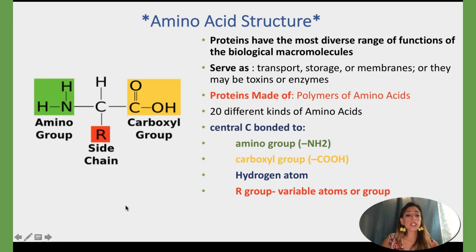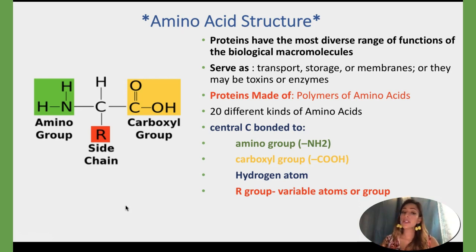We're going to get to the amino acids. Okay, now we're going to be talking about the third of the macromolecules, which is the proteins. So first we have to talk about what makes up proteins. Remember, we're talking about monomers first. So monomers make up a polymer. So amino acids are the monomers of proteins.